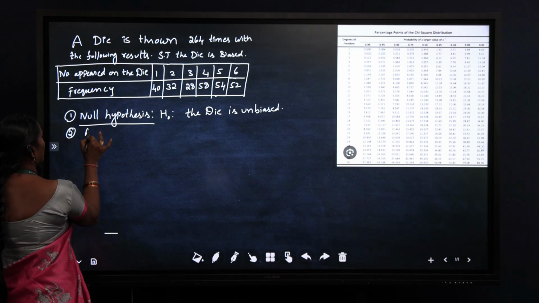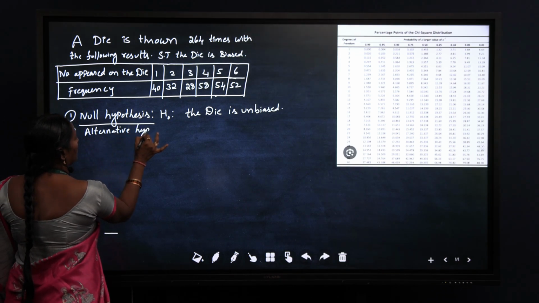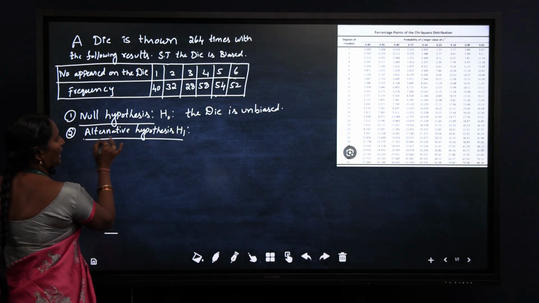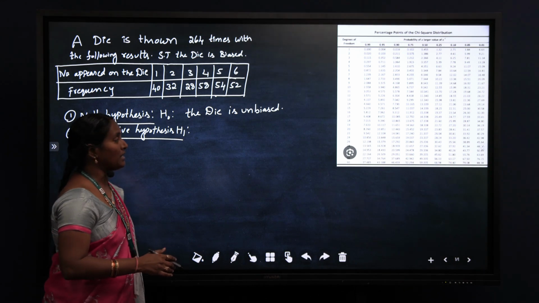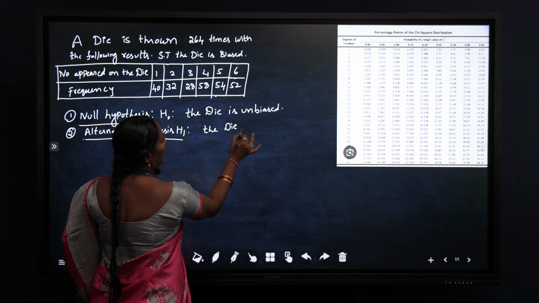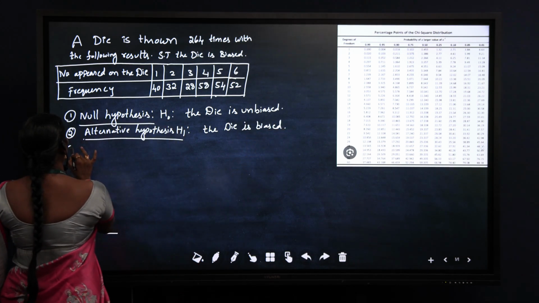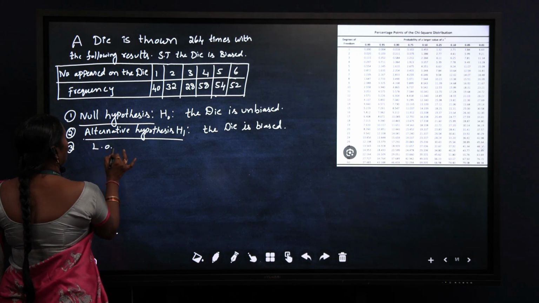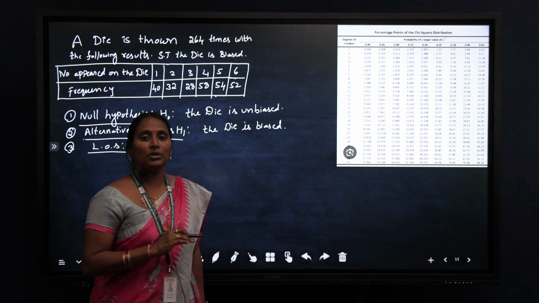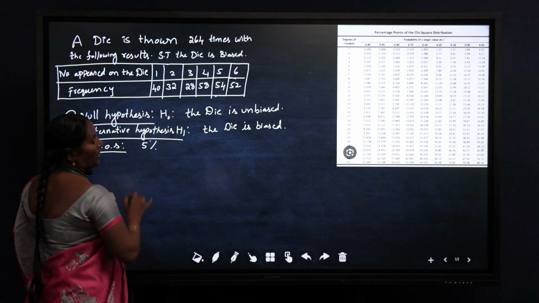Now let us see the second step, the alternative hypothesis. It is denoted by H1. A statement against the null hypothesis is the alternative hypothesis. Since the null hypothesis is that the die is unbiased, the alternative is the statement against it: the die is biased. In the given problem, nothing is mentioned about the level of significance. If nothing is mentioned, we should prefer the 5% level of significance. So here the level of significance is 5%.